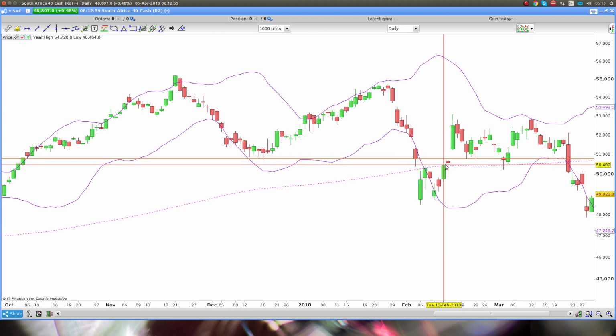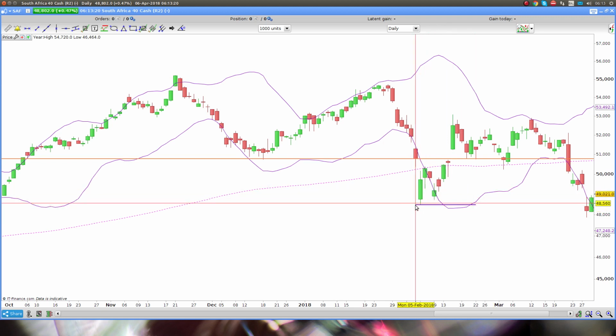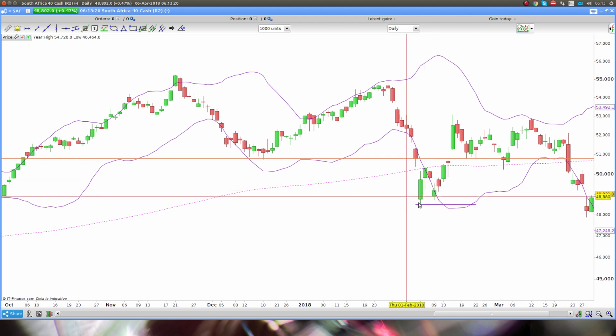Okay, the next one is double bottoms and double tops. Those are the next two. So a double bottom does not necessarily mean that I have to have two candles right on the line like this. Okay, this here is a double bottom.